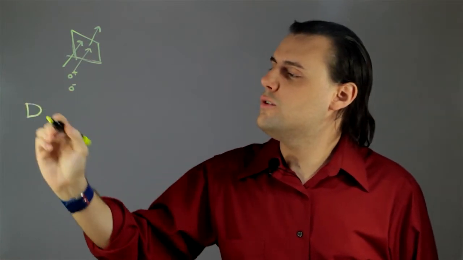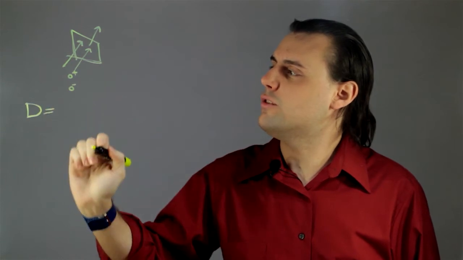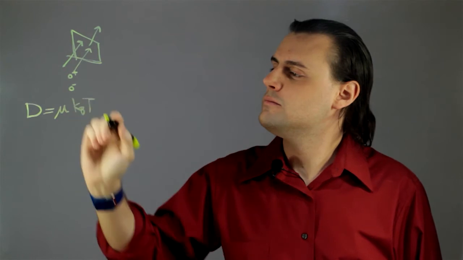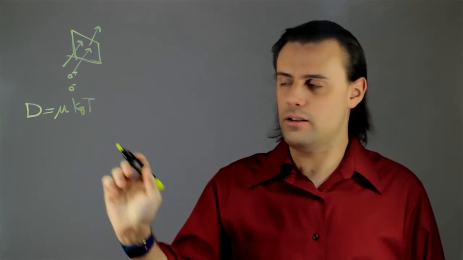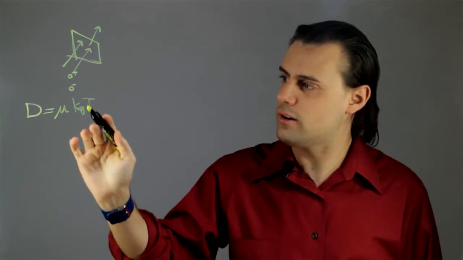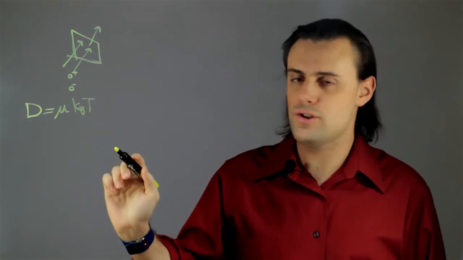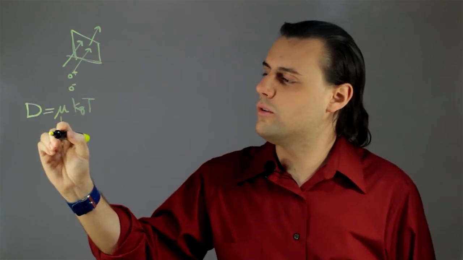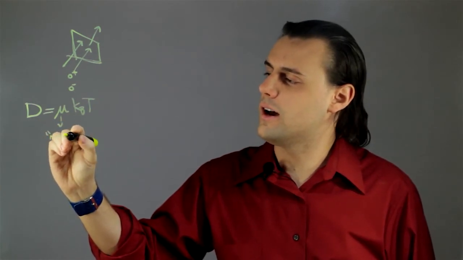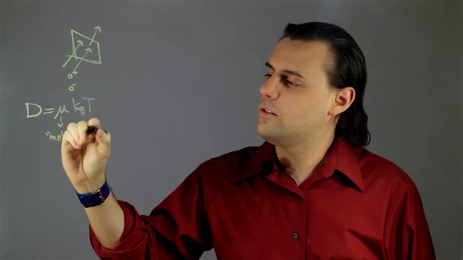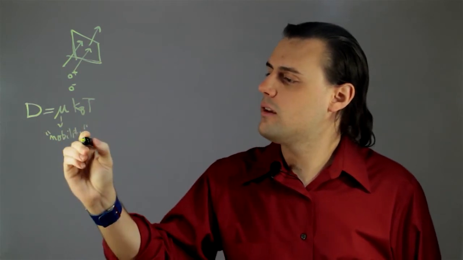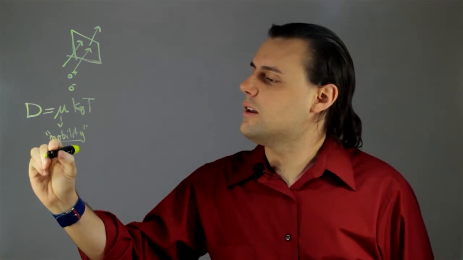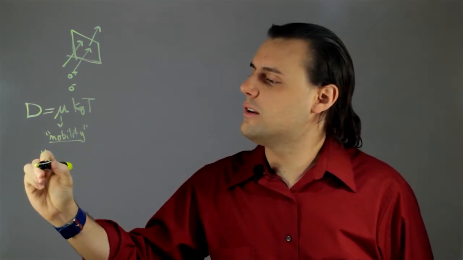So there is a diffusion equation where I have a diffusion constant equal to mu kBT, where T is temperature, kB is the Boltzmann constant that one can think of as a conversion factor between temperature and energy, and mu is what's called the mobility of the ions. So this mobility can be thought of as a diffusion velocity divided by a force.